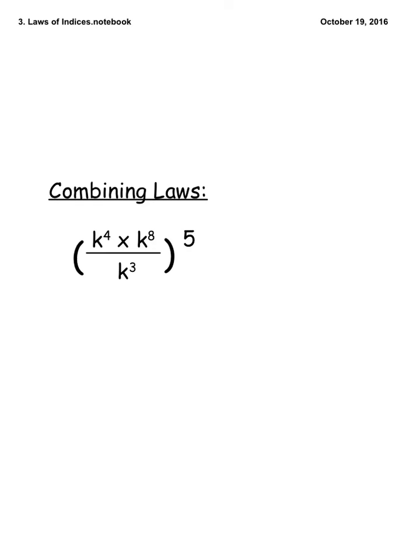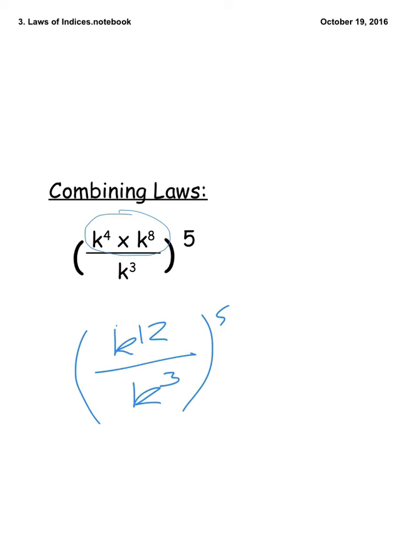The first step in this question is to deal with the top half of the fraction here. K to the power of 4 times k to the power of 8. We need to multiply those two indices, which means we add the powers. So k to the power of 4, add on k to the power of 8 is k to the power of 12 for the top half. We'll keep the bottom half the same just now, and we're still raising that to the power of 5.